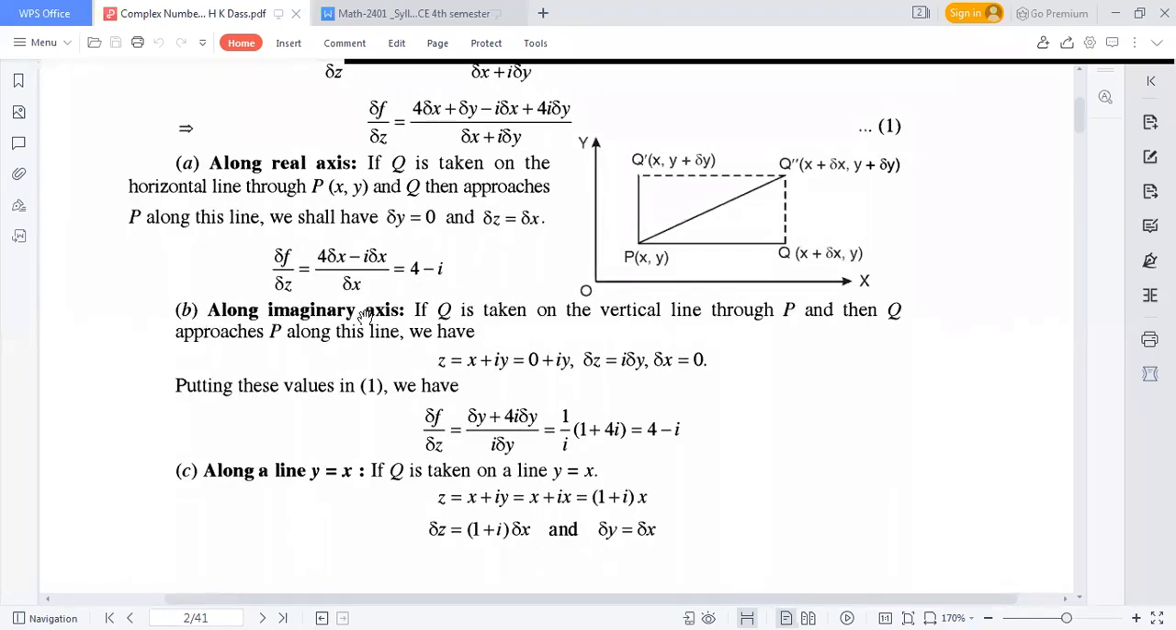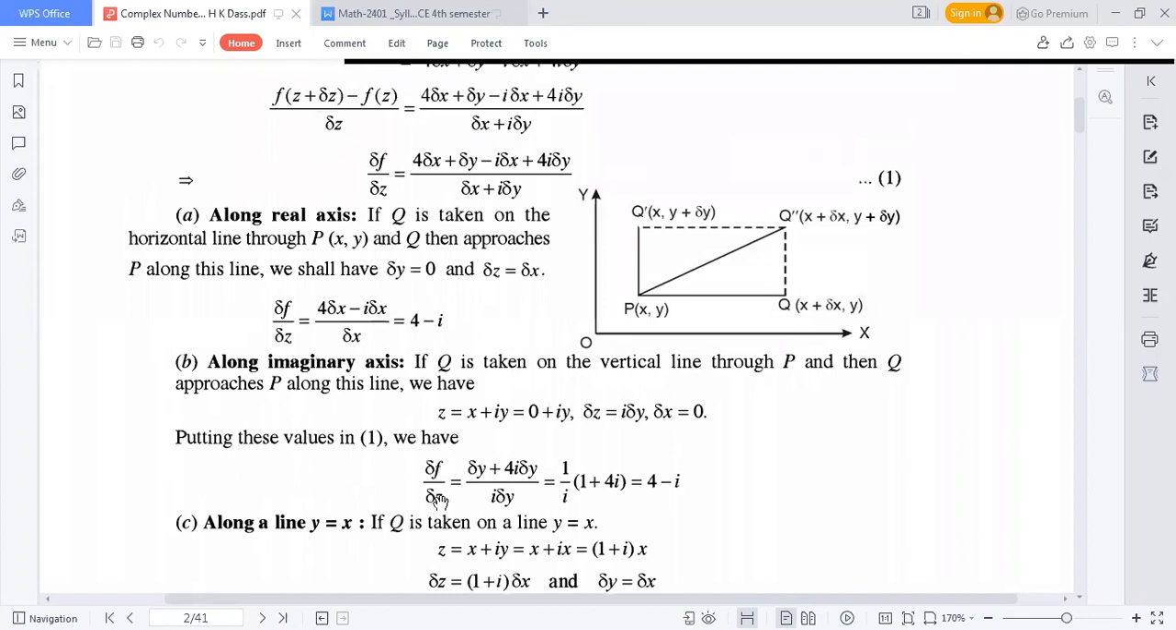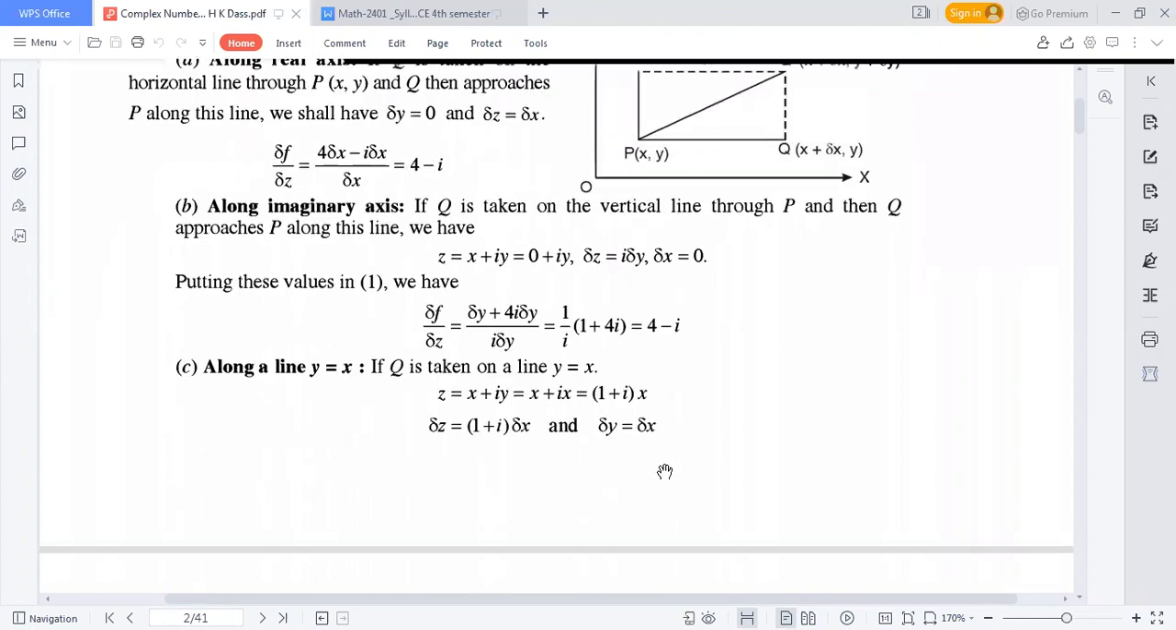So along the imaginary axis, you must know there is no increment in x. So z equals x plus iy, x will be 0, and del x equals 0, because there is no increment in x. Just putting in this equation, we get del f by del z equals 4 minus i. Same result along the x-axis, same result along the y-axis.